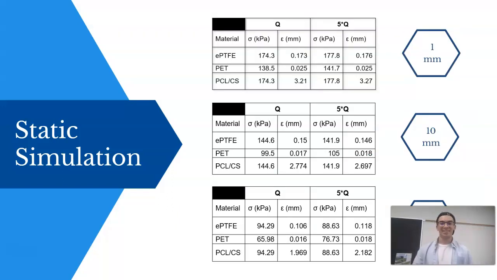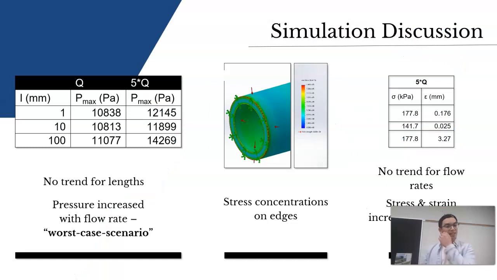Here are the trials for the flow rates and the lengths, a lot of data for our stress and strain. But across the materials, it did give the ability to be compared. So specifically discussing said results, initially those pressures, you can see that there's no trend for the lengths changing, but pressure did increase with flow rate, which did align with our worst case scenario type situation.